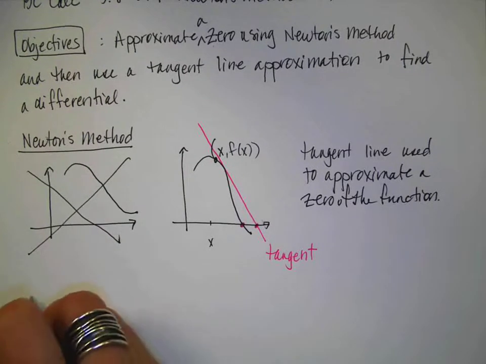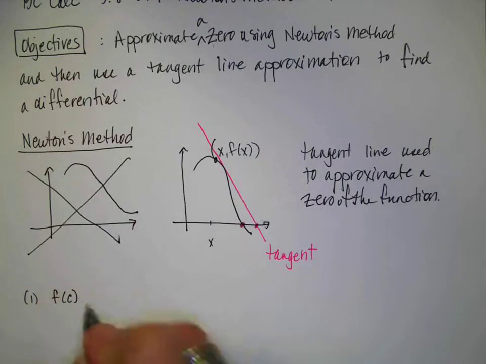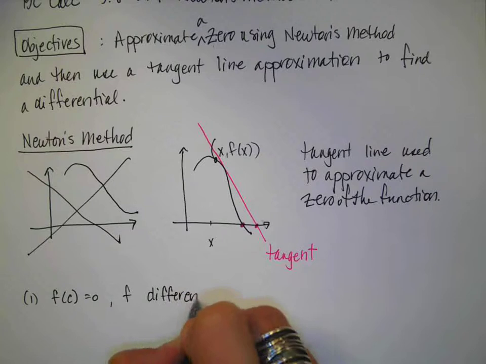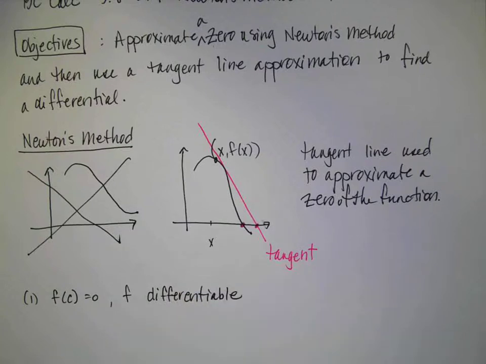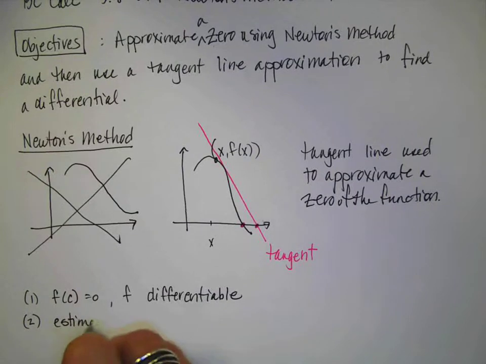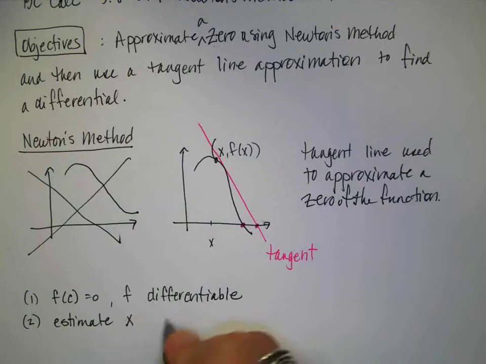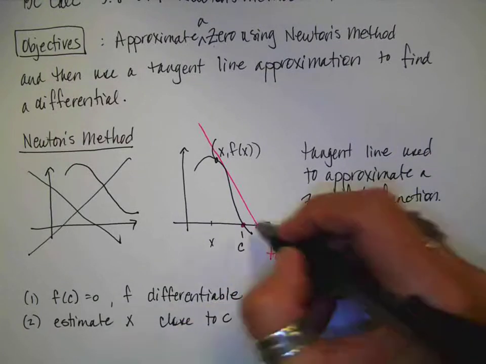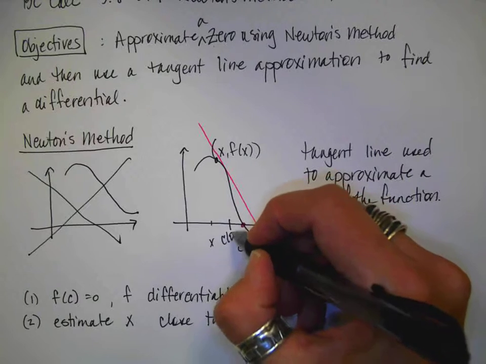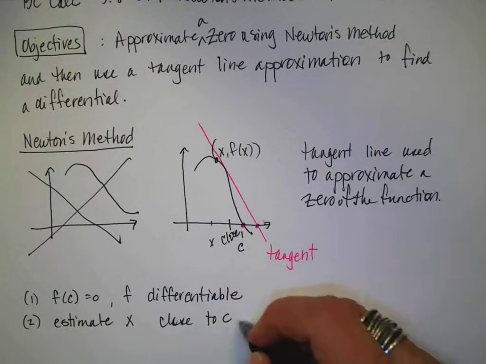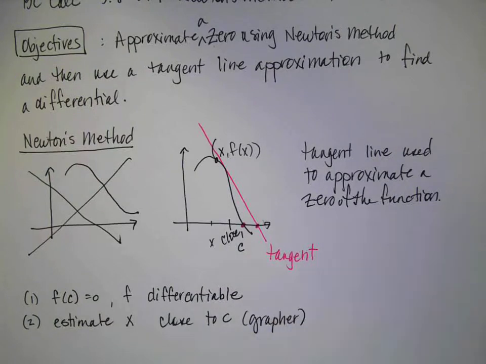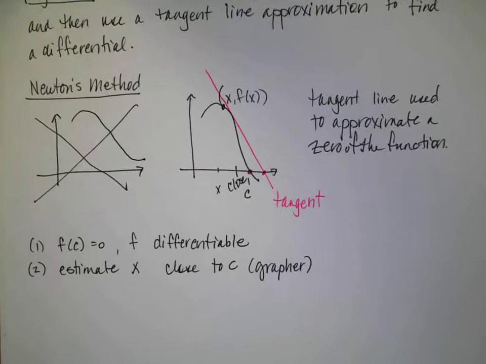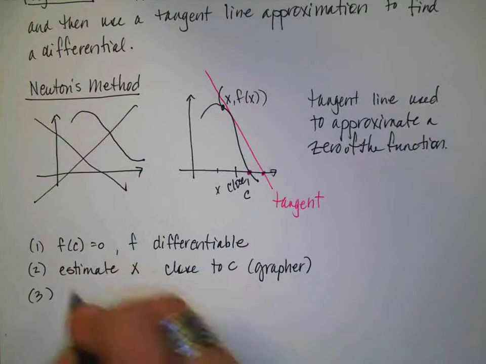Alright, so here's the basic process for Newton's method. The first thing that you want to do is you want to have a zero in an interval, and I need a function that is differentiable. So those are my criteria before I can use Newton's method. And then I'm going to estimate to start a value for x which is close to c. Okay, so let's say in my particular grapher, this is c, and I'm going to pick a value that's close. This is a great time to use your grapher to help you. And yes, we could use our grapher to find the actual zero, but Newton's method is a way of getting a more precise answer.